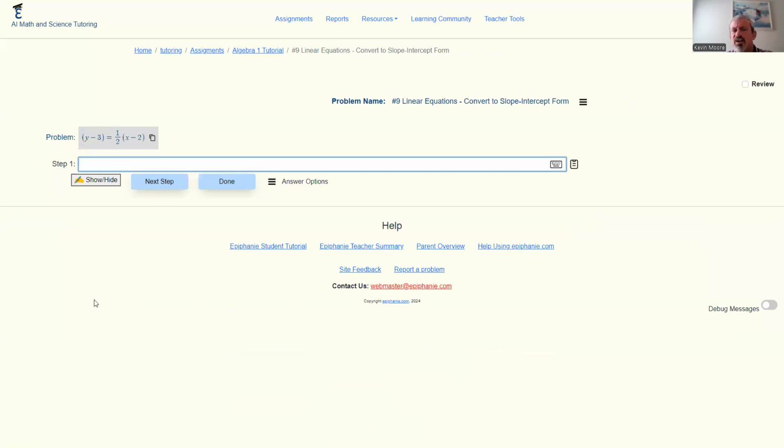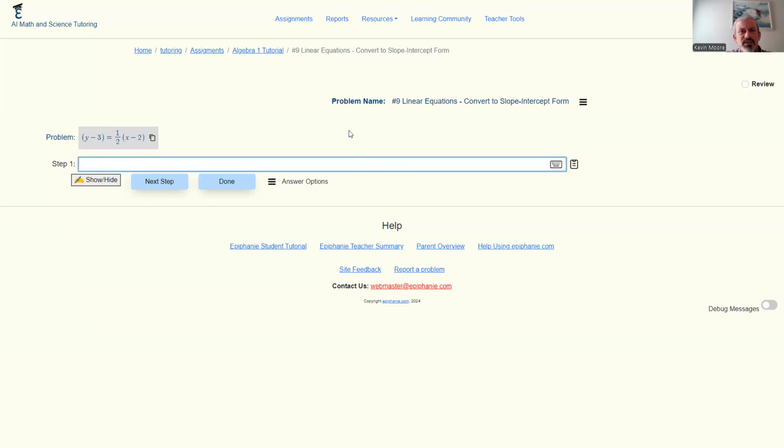Here's another problem. I'm not going to go through this, but it's just a problem to convert a point slope form line into slope intercept form. We don't do checks at the end of the problems to confirm the correct form or ask what the correct form would be for this problem, but we plan to add that in the future. For now, it's a way to work through the problems and check your work step by step as you're working on them.